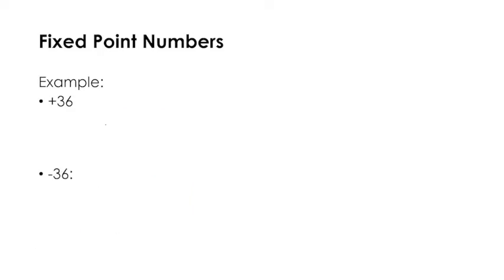Again, for the positive numbers, sign magnitude representation. The sign bit will be 0. And for the 36, we need to add 32 plus 4. So the value for this will be 0, 1, 0, 0, 1, 0, 0. So this is our answer.